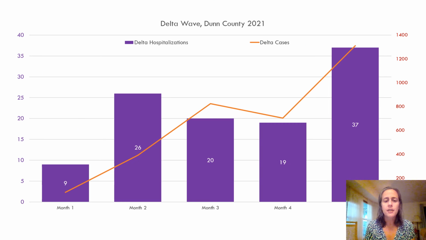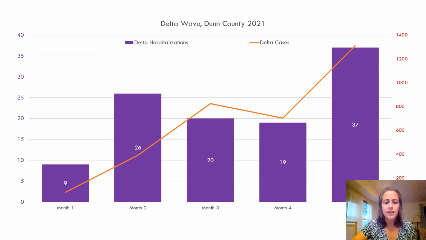Okay, so this is another example of a graph or a chart which uses two different axes, but what you'll see is that in this case it's actually appropriate. So we're looking at cases per month and hospitalizations per month in Dunn County during the Delta wave. Month 1 happens to be July, and this particular graph runs through month 5, which is November.